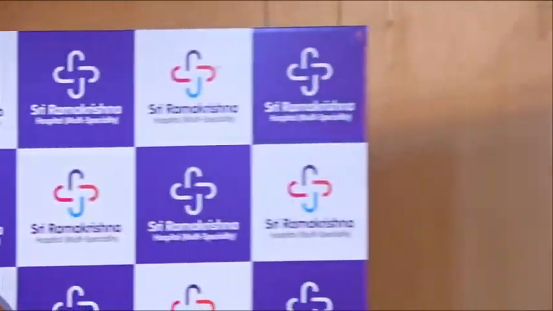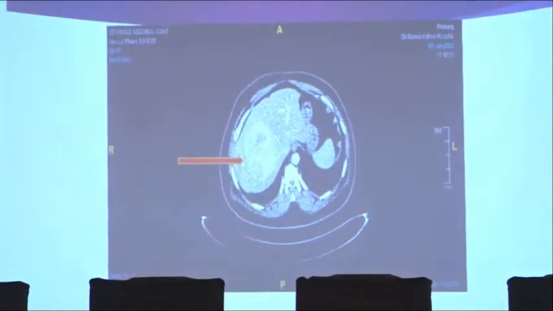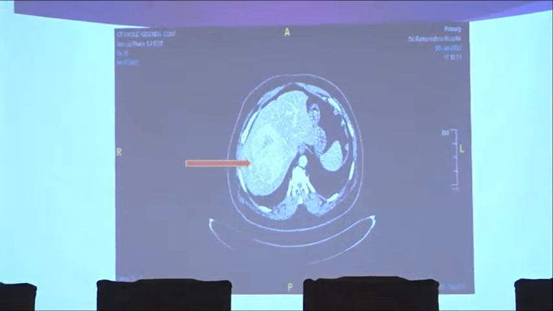So before that, this is the CECT showing a large lesion in segments 7 and 8 of the liver. The right hepatic vein is completely engulfed, and the middle hepatic vein is almost narrowed.